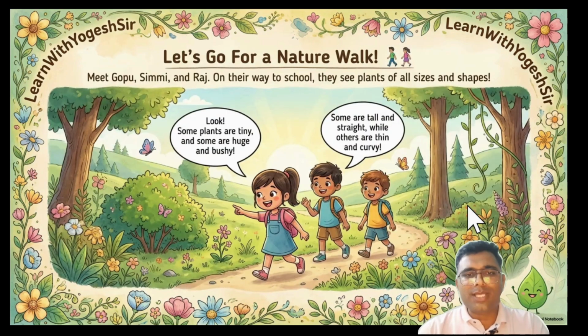Here you can see some children going on a nature walk. They are going to school, and on their way they are talking about plants. As you can see in the picture, there are different types of plants. Some are tall, some are small, some are climbing on other trees. The girl is saying some plants are tiny, some are huge and bushy. The boy is saying some are tall and straight while others are thin and curvy.